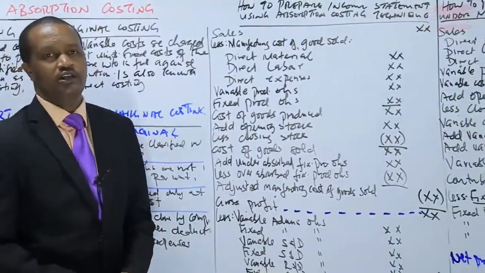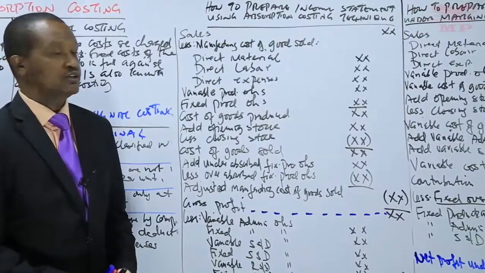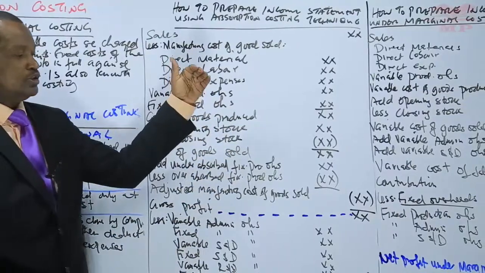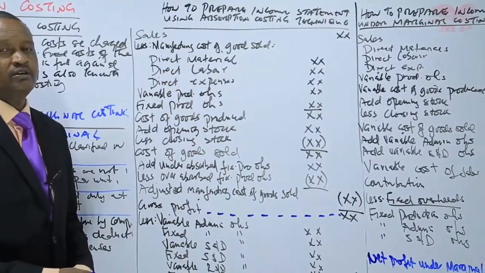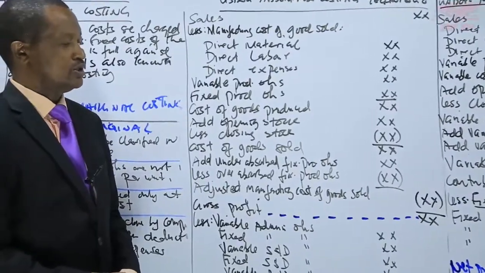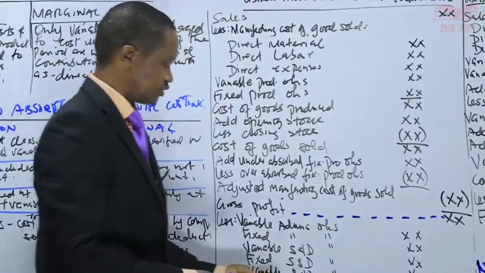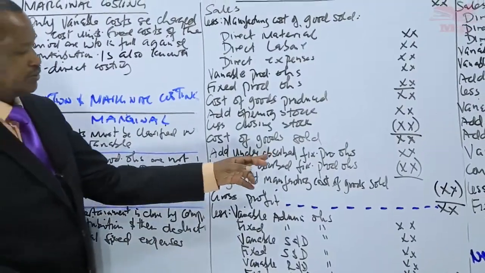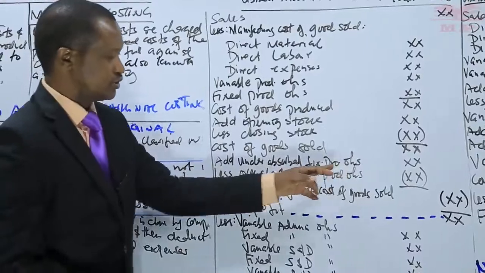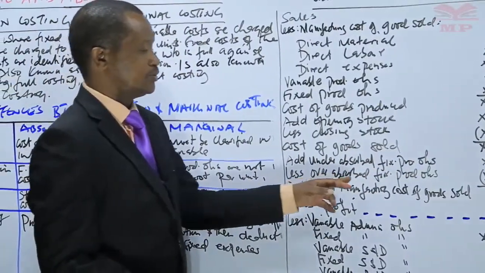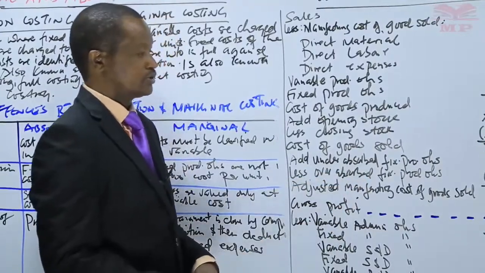In the next lesson, Mr. J.M. Kimani will continue with the lessons. He's going to do a comprehensive question, and through that question he will also demonstrate to you the under-absorbed fixed production cost and the over-absorbed fixed production cost.